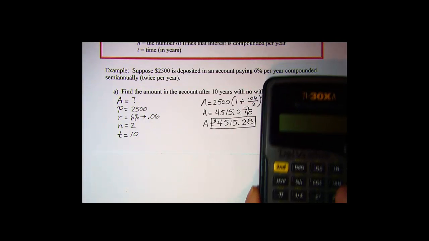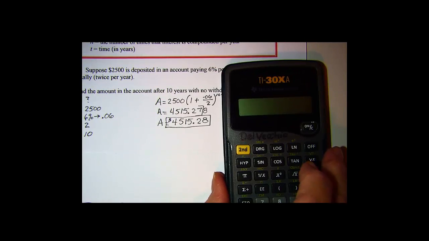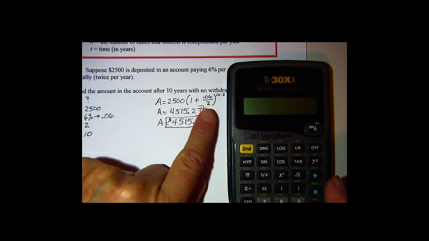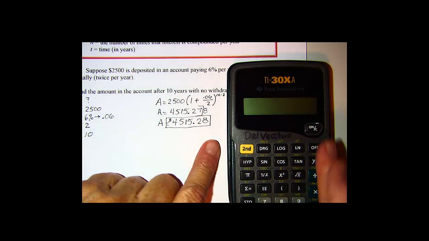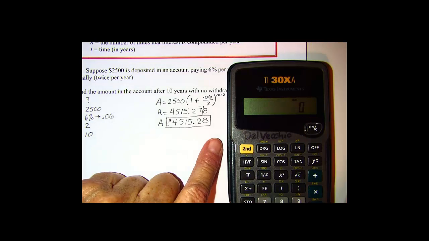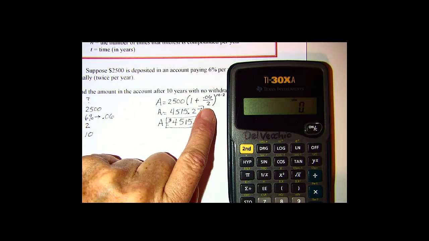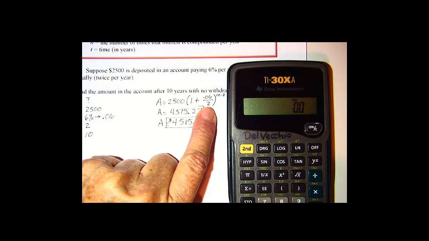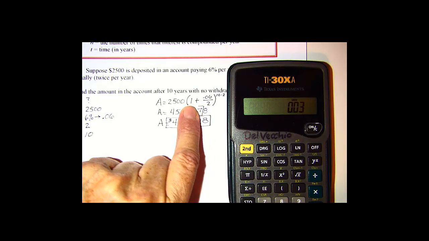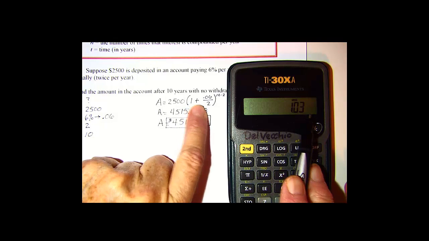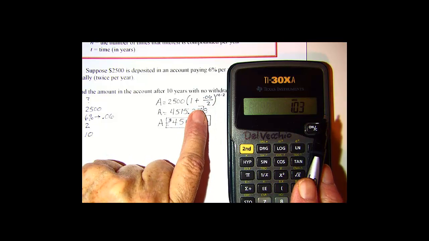Now, if we were going to use this calculator, we need to do everything from the inside out. So I would start with the 0.06 divided by 2 and hit equal, and then add the 1 and hit equal. Now this 1.03 is the quantity inside the parentheses.